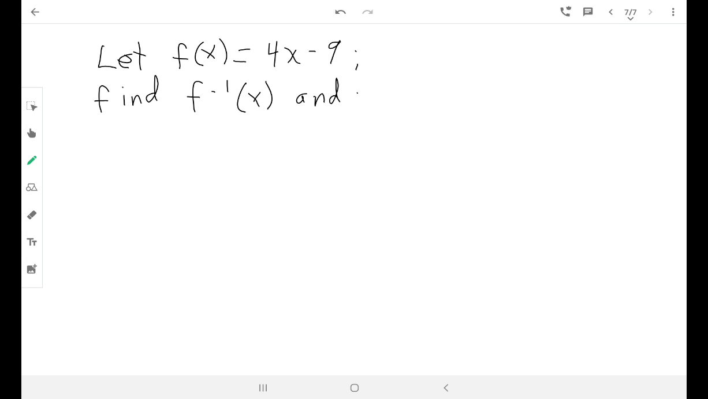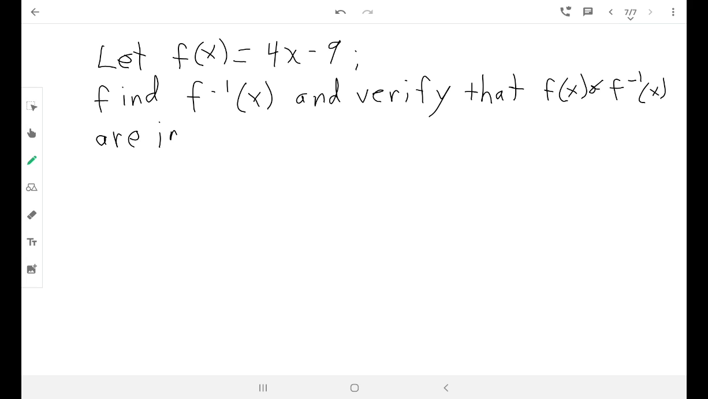And we will verify that f of x and f inverse of x are inverses by composition. So those are the two things that we'll do. On this board, I'll find f inverse of x, and on the other board, I'll do the verifying.